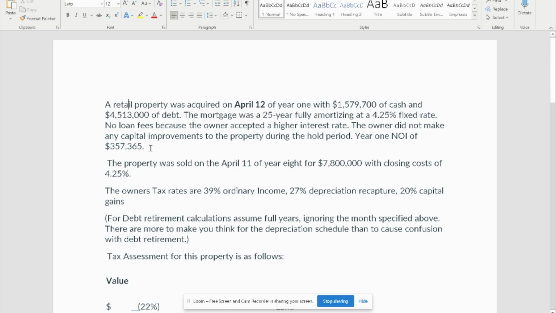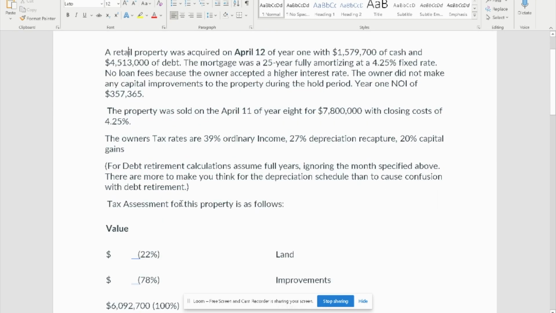Year one NOI is given to us at $357,365. The property was sold on April 11th of the 8th year for $7.8 million with closing costs of 4.25%. The owner's tax rates are 39% ordinary income, 27% depreciation recapture, and 20% capital gains. For this exercise, the debt retirement calculation is assumed to be 4 years, ignoring the month specified above.